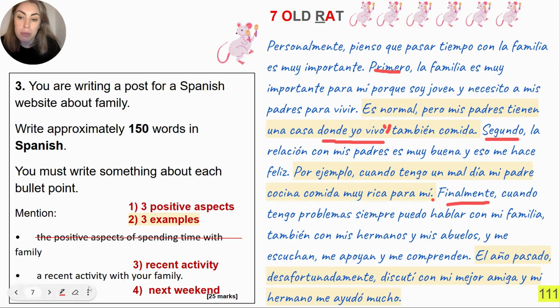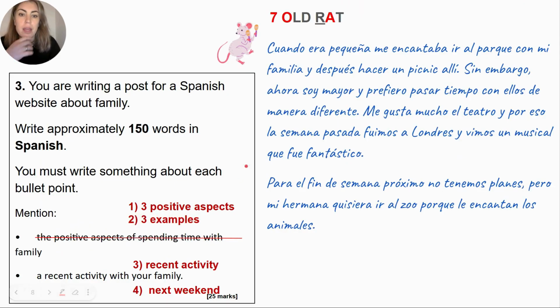And then moving on to a recent activity with your family. So I want to say something that I've done recently. I always want to use this structure because I find it shows that complexity very, very easily. Okay, so always say when you do something in the present. Say when I was little, I used to love to infinitive, whatever.